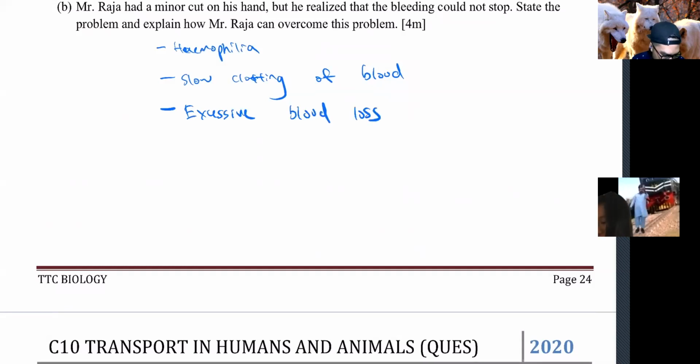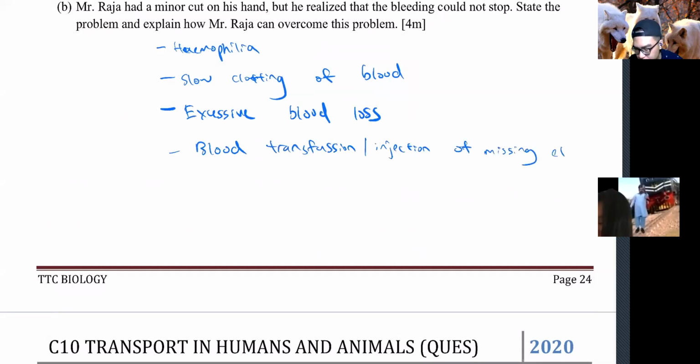Okay, so how can he overcome this problem? You can say blood transfusion, no choice. Blood transfusion, or you can say injection of missing clotting factors. We give whatever factors that he is not having, then maybe. Diabetes is just being unable to produce insulin. It depends on which type of diabetes. Diabetes leads to high sugar. High sugar leads to all kinds of complications.